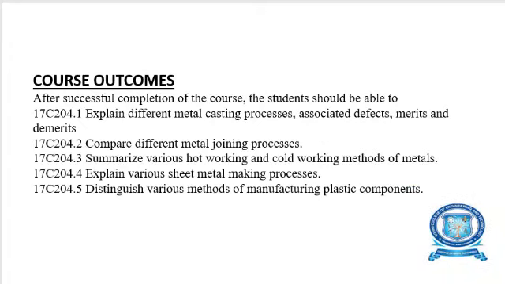The course outcomes are: explain different metal casting processes, associated defects, merits and demerits; compare different metal joining processes; summarize various hot working and cold working methods of metals; explain various sheet metal making processes; distinguish various methods of manufacturing plastic components.